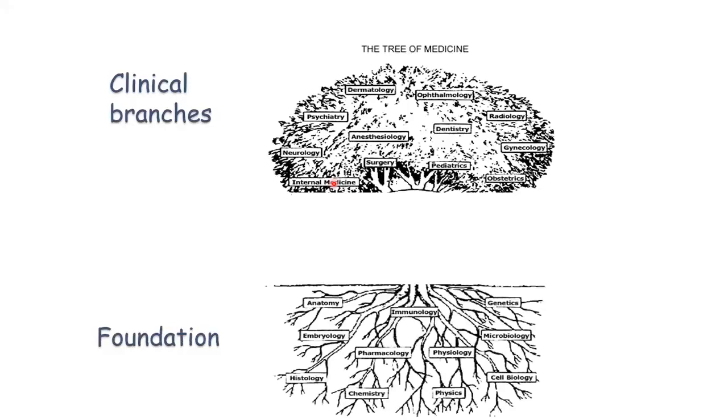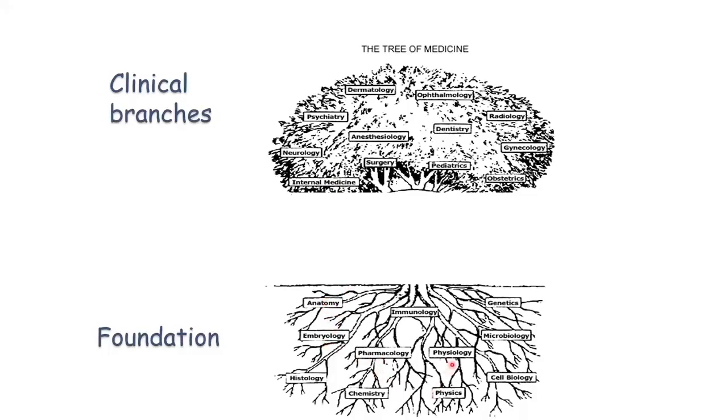This is the tree of medicine. These are the branches of specialization: ophthalmology, dermatology, psychiatry, neurology, surgery, pediatrics, obstetrics, gynecology, dentistry, internal medicine, and so on. These are the clinical branches.